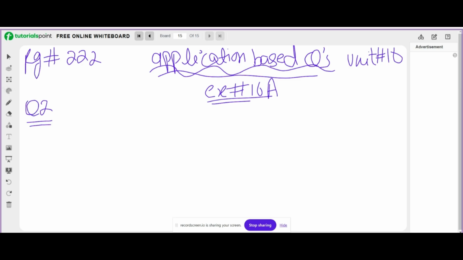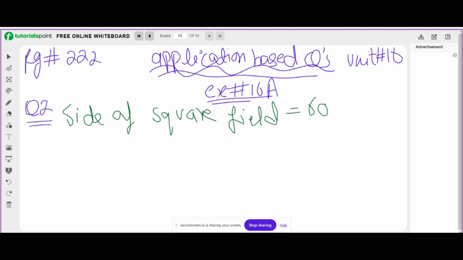Yes. And then, Aryan, these are application based problems, and problems should be solved by writing each single step according to your school curriculum as well. Okay? I will follow that. So the given is the side of the square field is equal to 60 meter. And then we have to find the length of the fence.